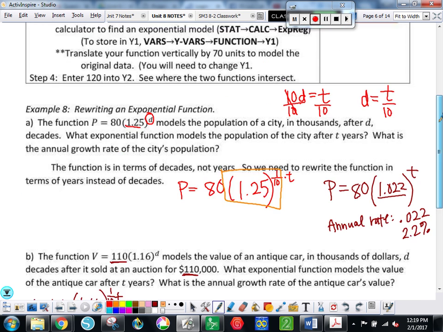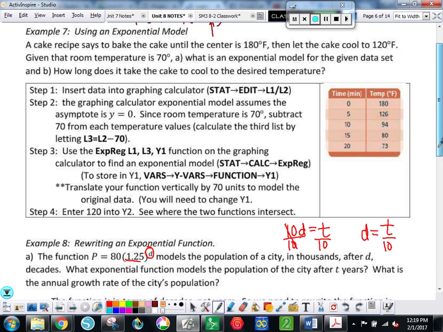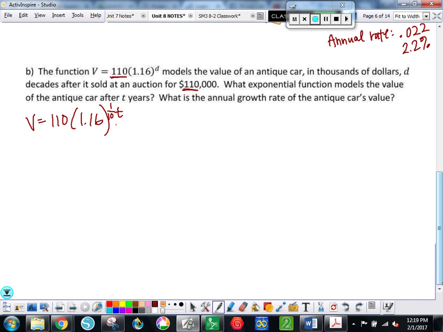Yeah, I dropped the 1 because in the equation, the 1 is not the growth rate; the rate is everything besides the 1. Somebody please tell me what 1.16 to the 1/10 is. Do you have it? 1.014, give me one more.